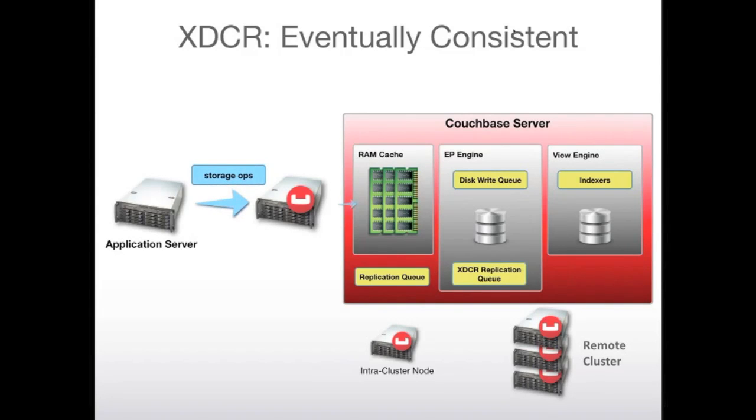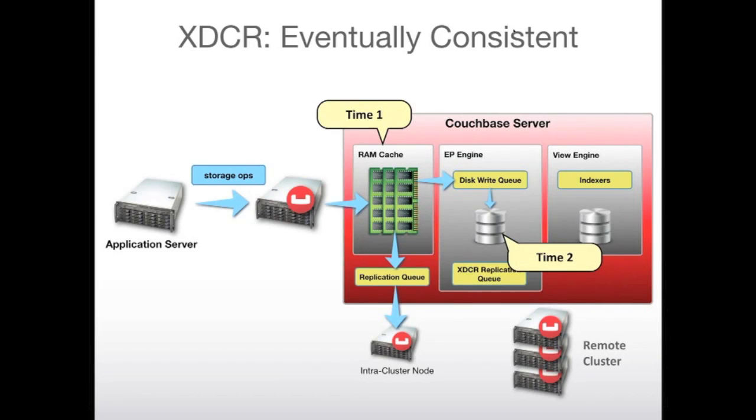And again, we have storage ops. RAM cache is time 1. Then we go to the queues. We get on disk. We could say that is time 2 when it's on disk. And then it goes to the indexers and replication queue, and gets transmitted to the other cluster, and that's time 3. And because of the inherent gap between time 1 and time 3, by definition, it is eventually consistent.